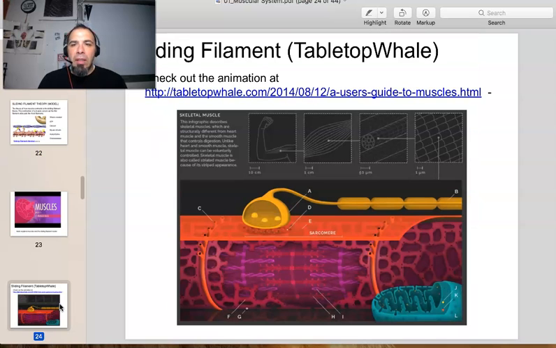But here's the sliding filament tabletop well. It's just, there's an animation there. I may show it in class, I may not. And this may be more of week 15.